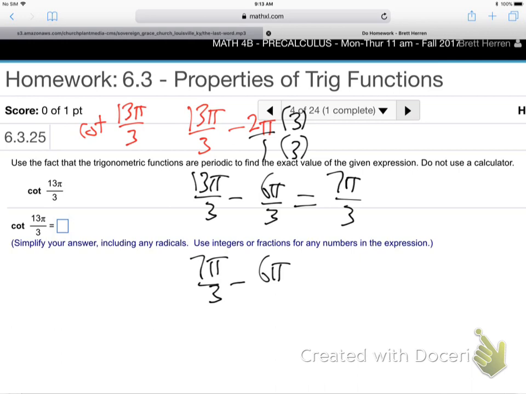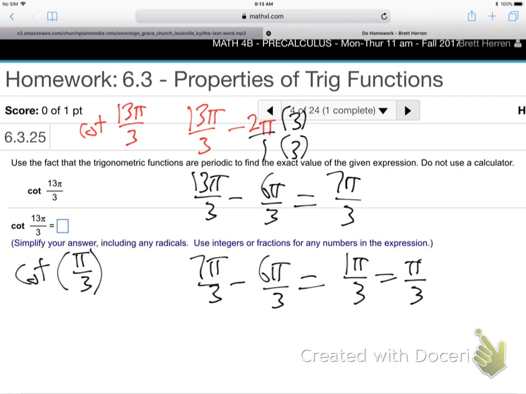Now subtract 2 pi again. Subtract 6 pi over 3, which is 2 pi. Again, and you get 1 pi over 3, or just pi over 3, huh? Does that make sense? So really what they're asking us is the cotangent of pi over 3. See how we got down to that? I just kept subtracting 2 pi until you get an angle that's under 2 pi. So now we're at cotan of pi over 3.